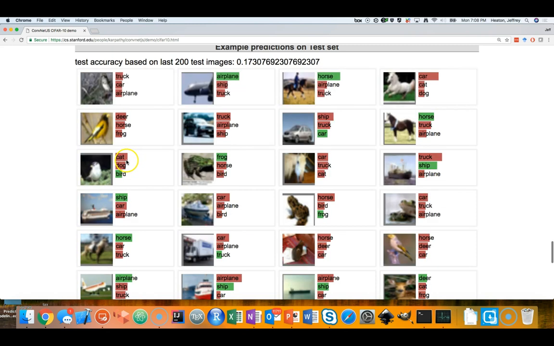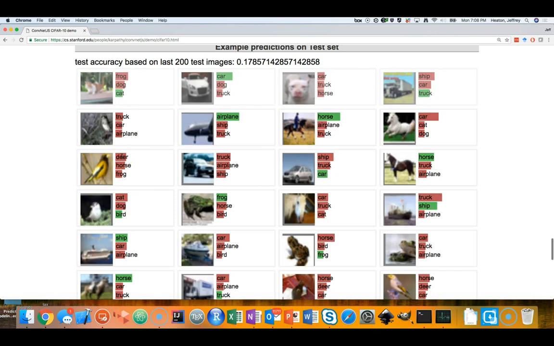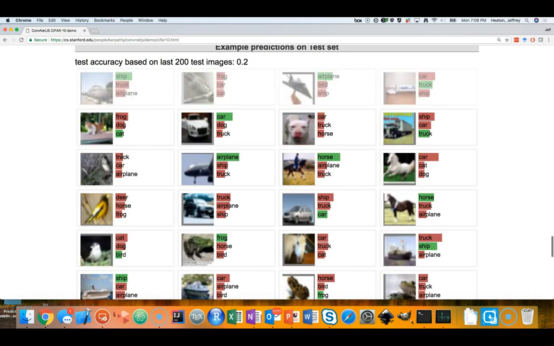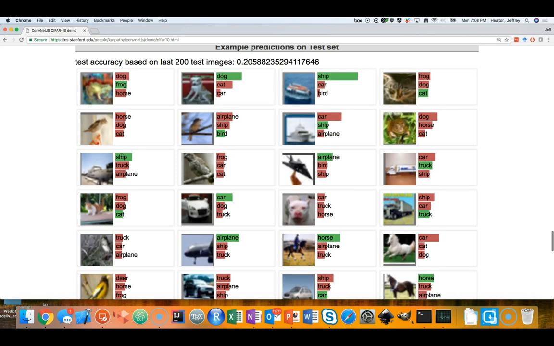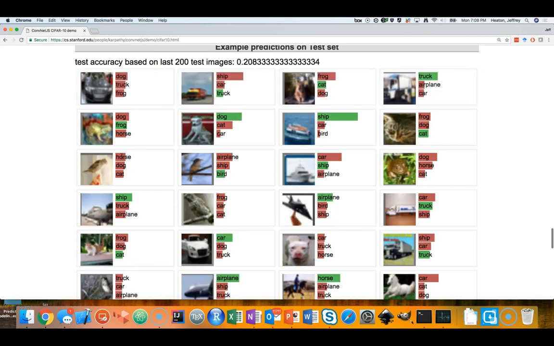So ship has the highest probability. That bird it thought was a cat, but it's just started. So if you let this run for a while, this is a really good page to go to just for a quick demonstration of image recognition technology, and all running in JavaScript. It's truly amazing the things that they have converted into JavaScript.